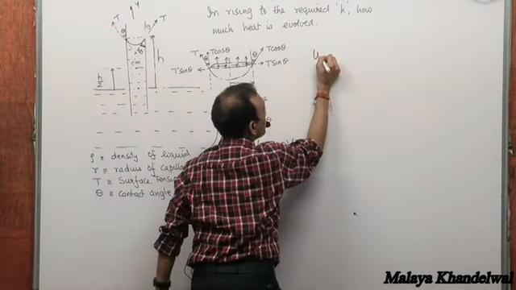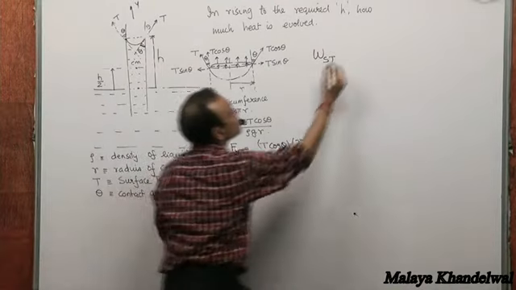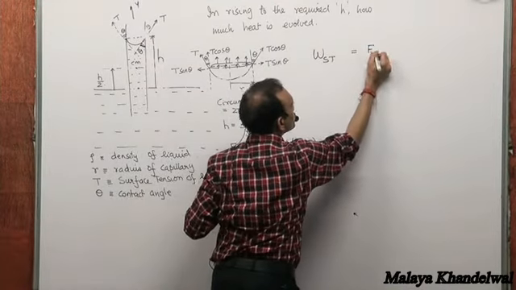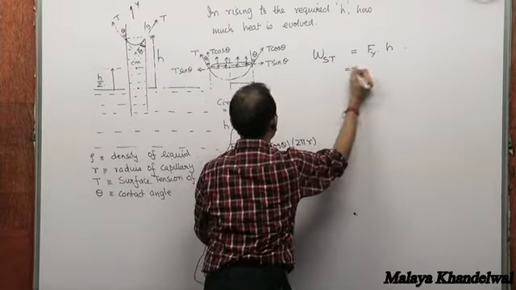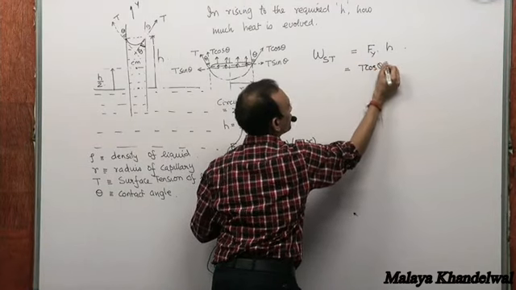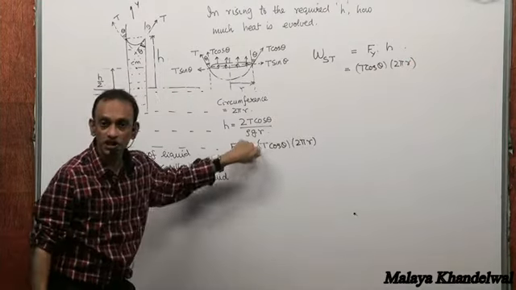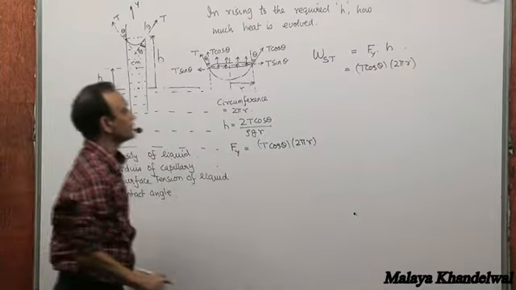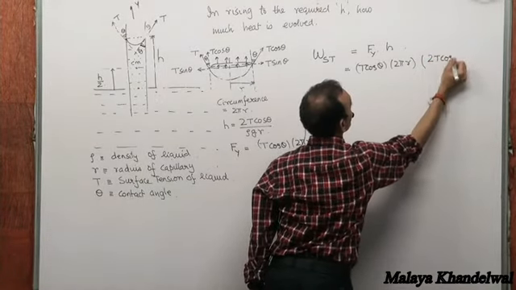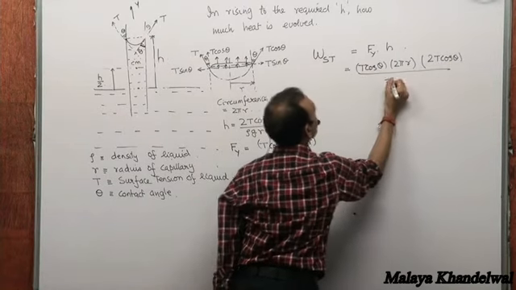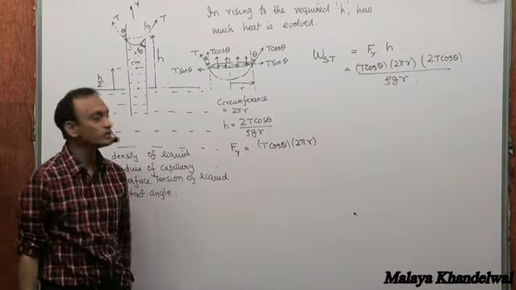What is the work done by surface tension? What's the work done by the surface tension? It's going to be Fy into h, right? That's the work done by the surface tension. So what's Fy? Fy is T cos theta into 2 pi r. What's h? h is 2T cos theta by rho g r, the rise of the liquid in the capillary. So which is like 2T cos theta by rho g r, right? That's the work done, isn't it?